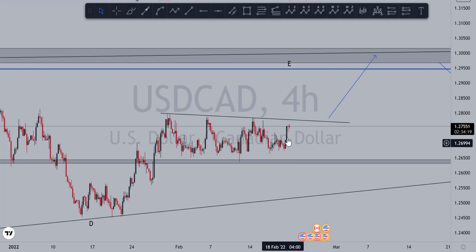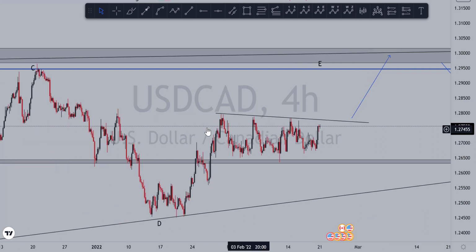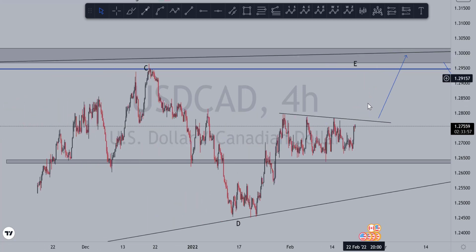If I happen, because we cannot be correct all the time, if we don't get that correction down to this point here, then because I have a resistance line there, which is my trend line, I will simply wait for price to come up above and break this trend line, and then trade the retest that will then come and go with the trade to the upside.